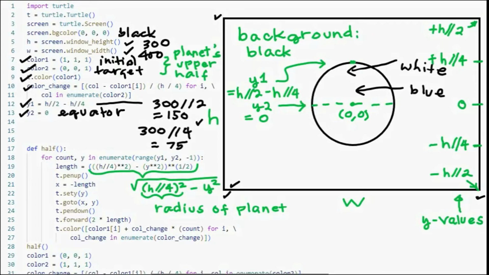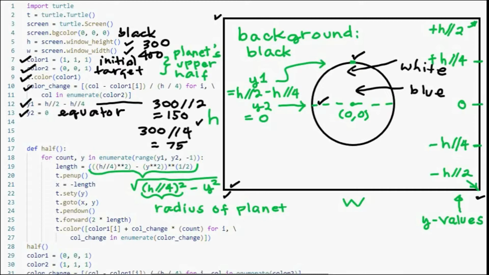Incidentally, y1 and y2 are over here on the right side of the screen. This is y1, the upper tip of the planet, and this is y2, the equator of the planet. Actually, y1 and y2 are values on the y-axis of the rectangular coordinate system.